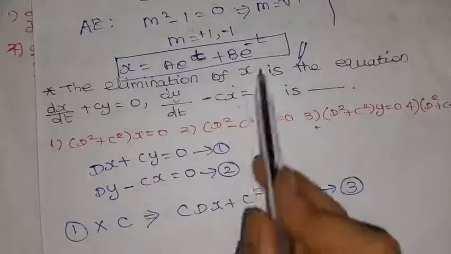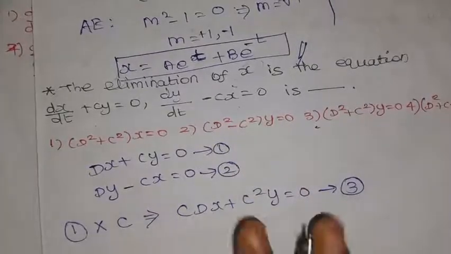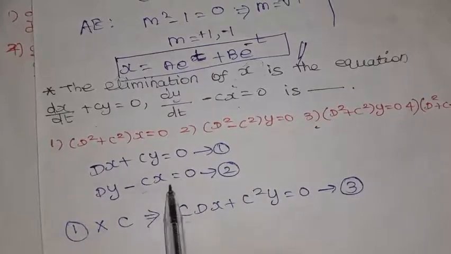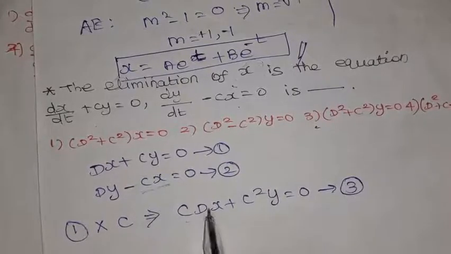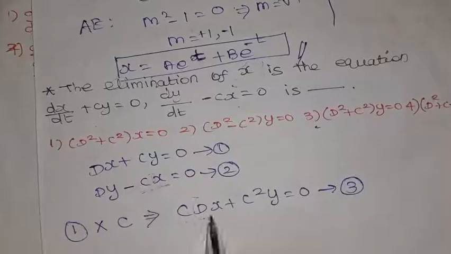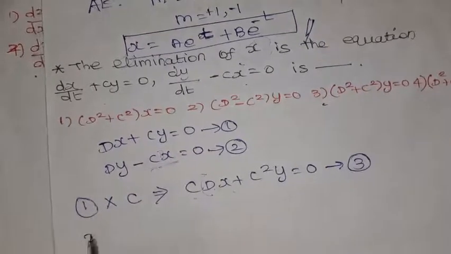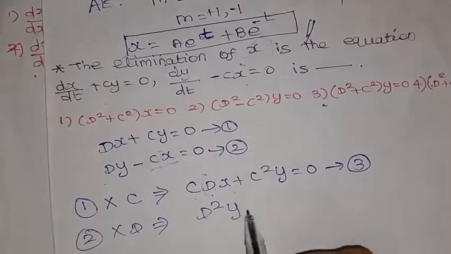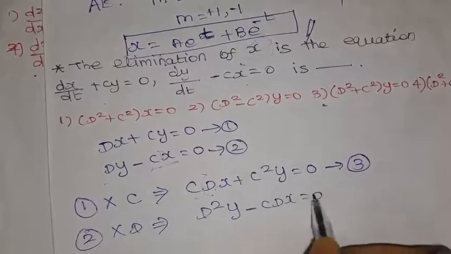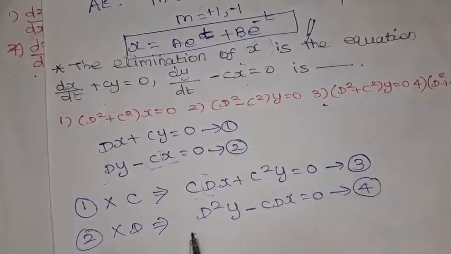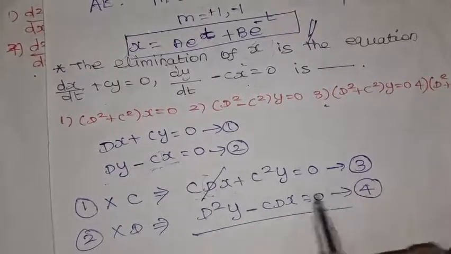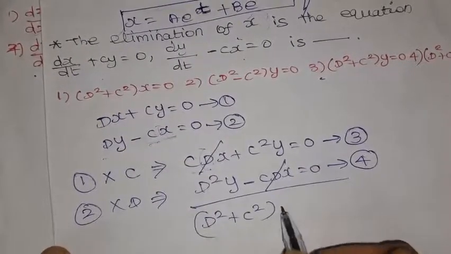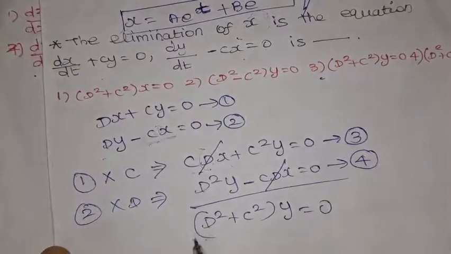So we need to eliminate x. We should be very careful. We need to cancel this. Here c dx, here minus cx. What is missing? When we multiply equation 2 by d, these get cancelled. So d²y - c dx = 0. This is equation 4. So adding these two equations, these get cancelled, plus (d² + c²) into y = 0.